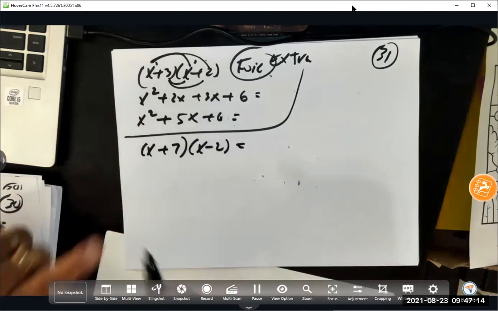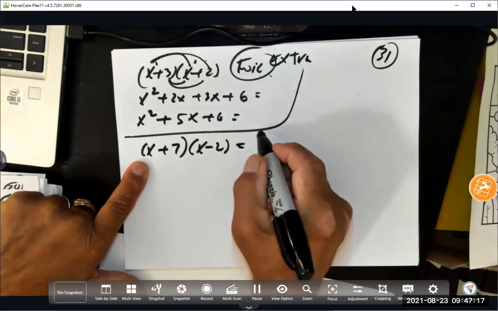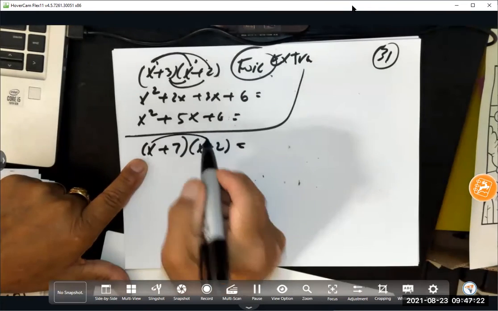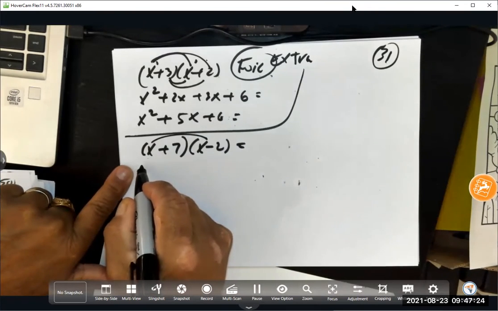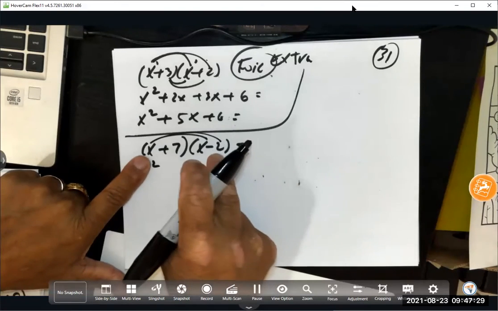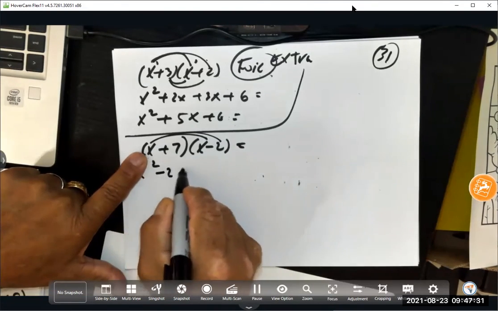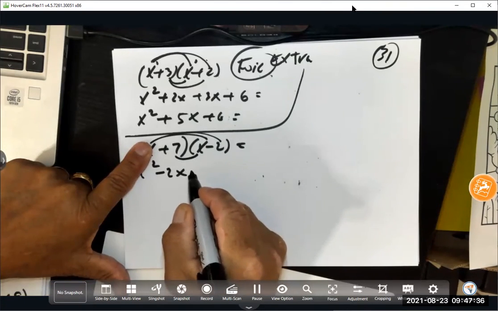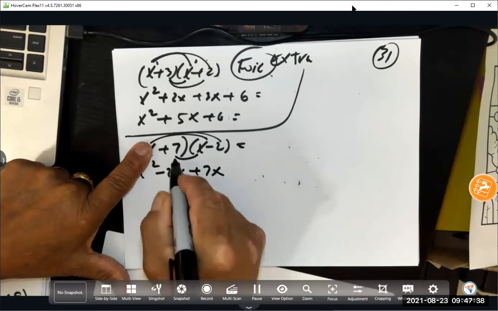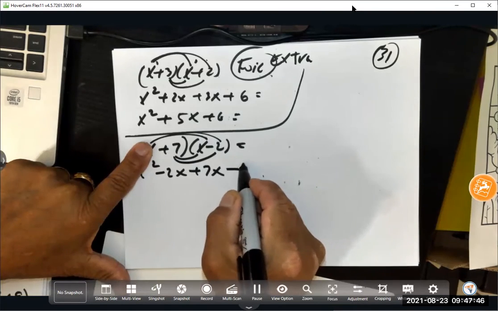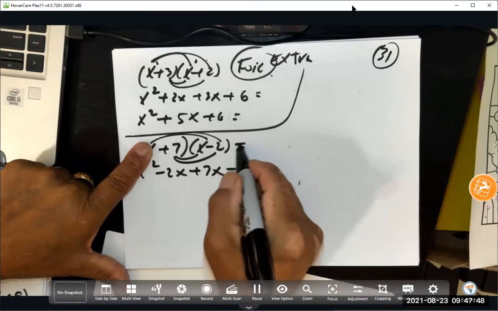Okay, ready? Same thing. First one times the first one. It doesn't mean first, outside, inside, last is what I mean, but we just do it this way. x times x. Somebody give me the answer. x squared. Then x times negative 2. Somebody give me the answer. Negative 2x, right? Now this one. 7 times x. 7x. And 7 times negative 2. Negative 14. Make sure you put the sign down.